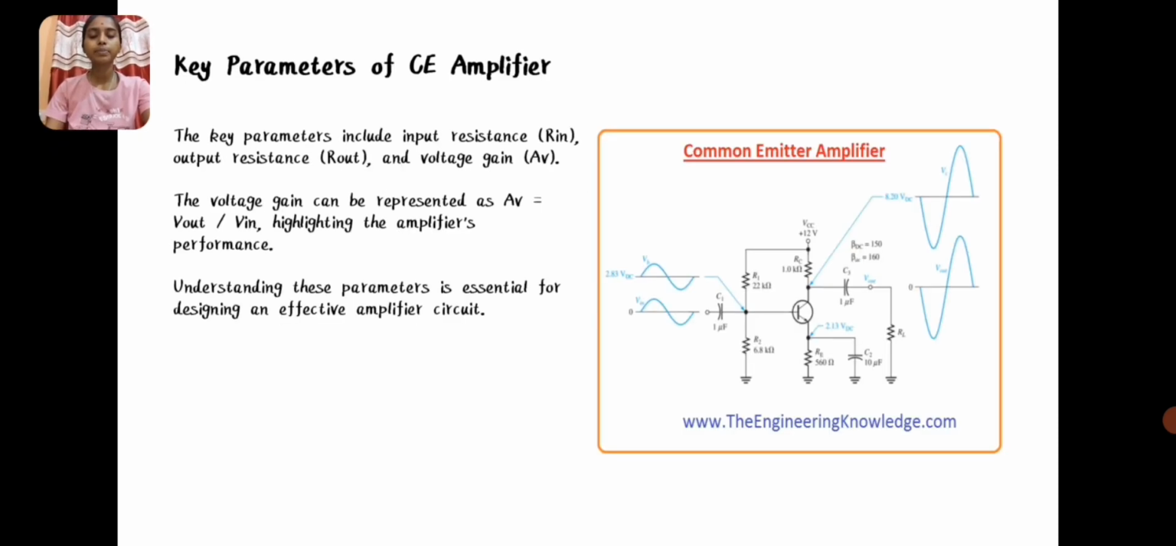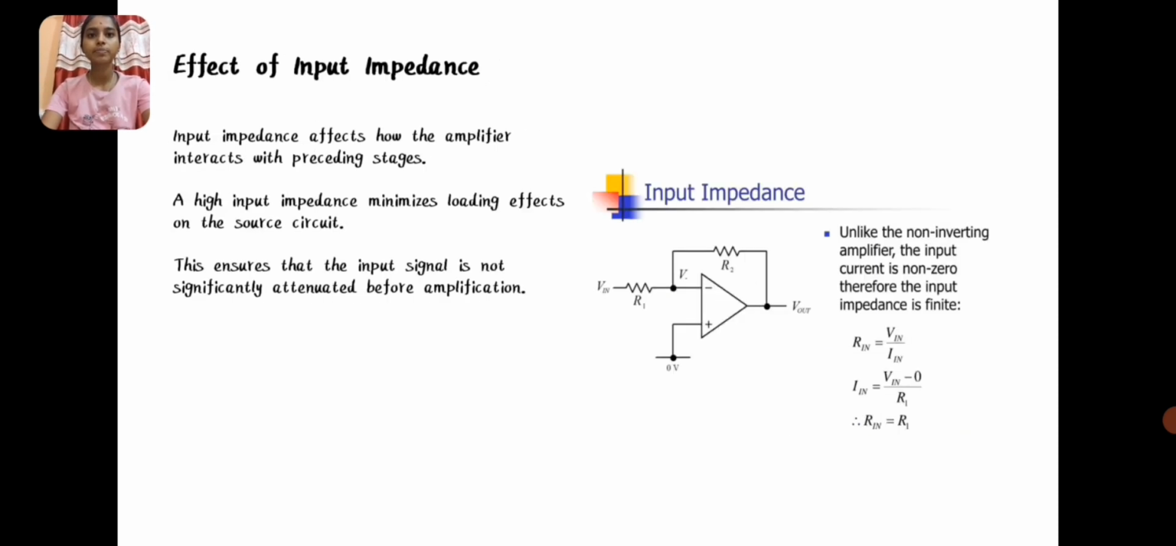Key parameters of CE amplifier. The key parameters include input resistance, output resistance and voltage gain. The voltage gain can be represented as Av equals Vout by Vin, highlighting the amplifier's performance. Understanding these parameters is essential for designing an effective amplifier circuit.